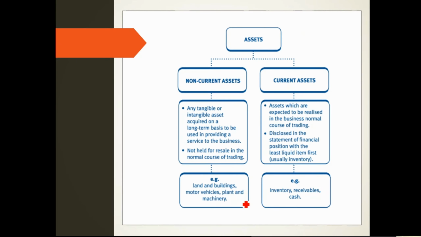So those are the types of assets explained in this image. We have the non-current and current. As we mentioned, the non-current assets are those which we use for more than one financial period. The current assets we use for less than one financial period. As examples of non-current, we have land and building, motor vehicle, plant and machinery. For the current ones, we have the inventory, the receivables, and the cash. Those are the main items for the current and non-current assets.